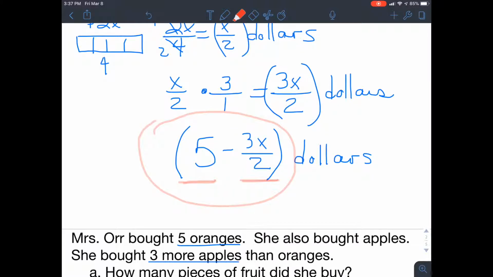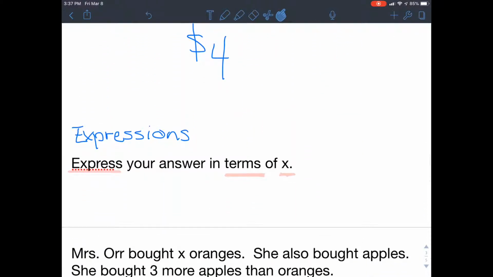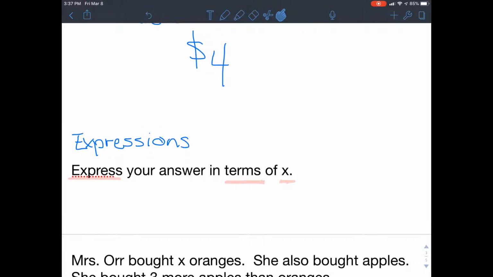So it's that 5 minus 3x over 2. That's an expression. And then the terms are 5 and minus 3x over 2. So we had that 5 minus 3x over 2. Now look at that again and think to yourself, what is the expression? What is the term? And what is x? Let's go over that one more time.